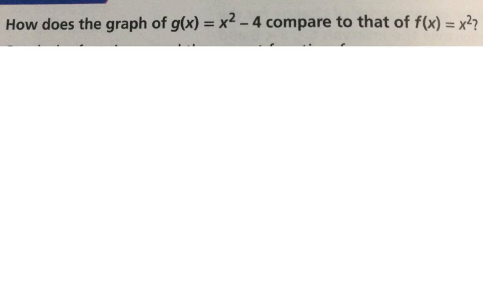If it's a bigger number than 1, it stretches the parabola. So if this is x squared, then 3x squared would be taller and more narrow, right? Taller is probably a bad word. It's more narrow. It kind of looks a little taller because we stretched it.